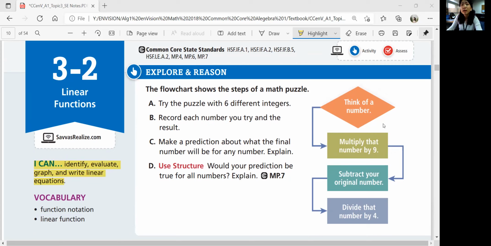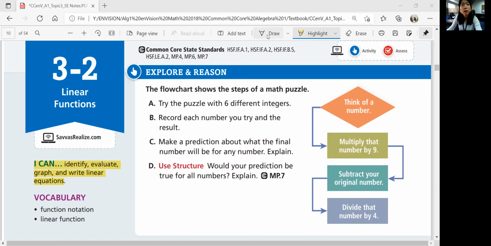So first, think of a number. You multiply that number by 9. And then you subtract your original number. You divide that number by 4. Okay? Try that with 6 different integers. Integers are positive and negative counting numbers, including 0.